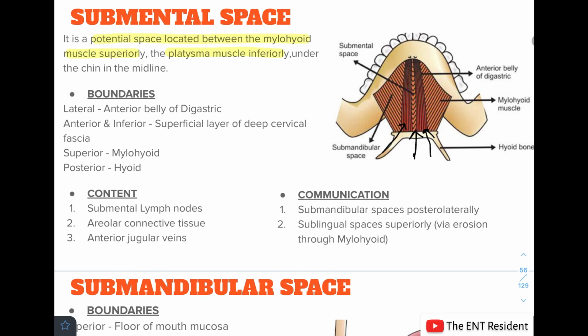Anteriorly and inferiorly it is bounded by the superficial layer of the deep cervical fascia, superiorly by the mylohyoid and posteriorly by the hyoid bone. It contains submental lymph nodes, areolar connective tissue and anterior jugular veins, and it communicates with the submandibular spaces posteriorly, and the sublingual spaces superiorly via erosion through the mylohyoid.